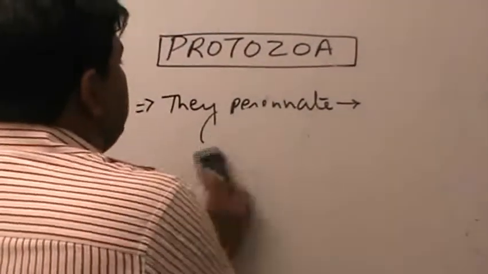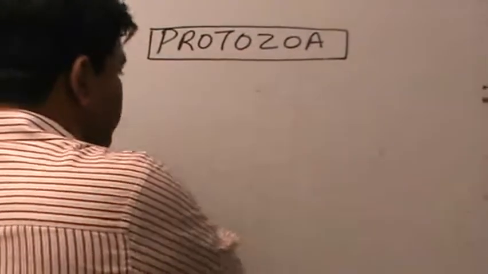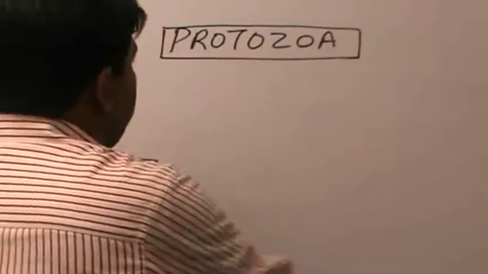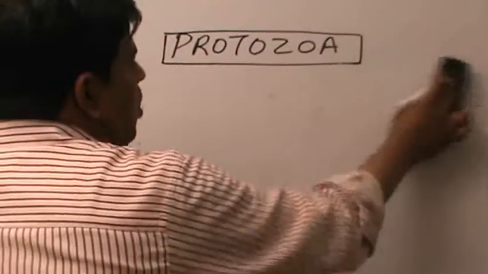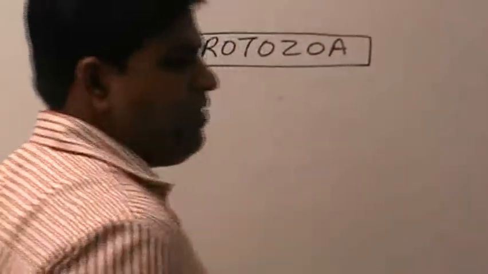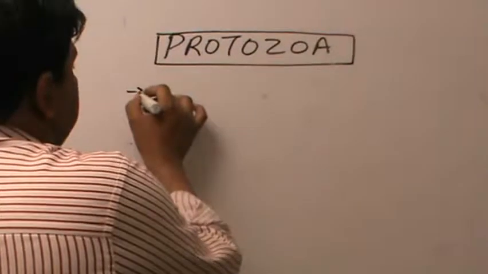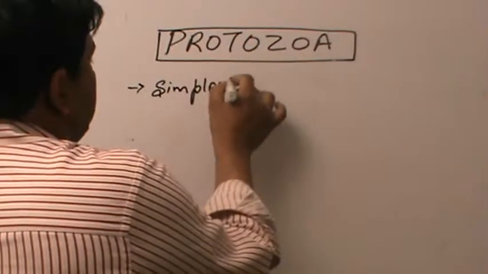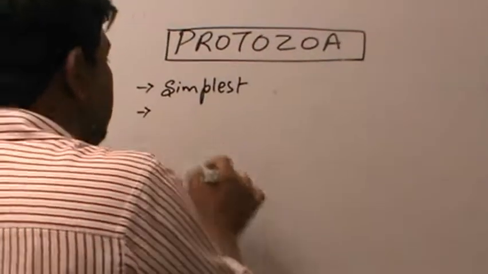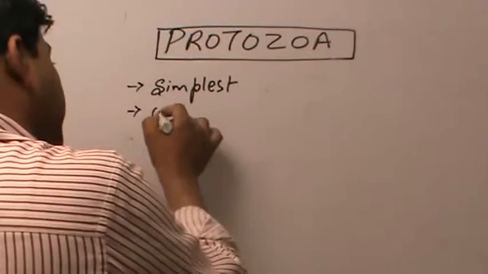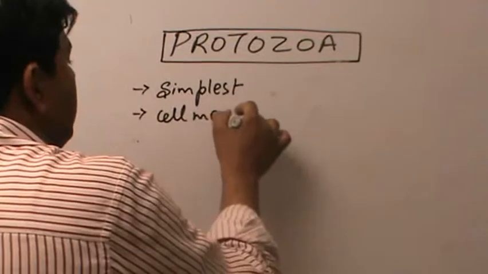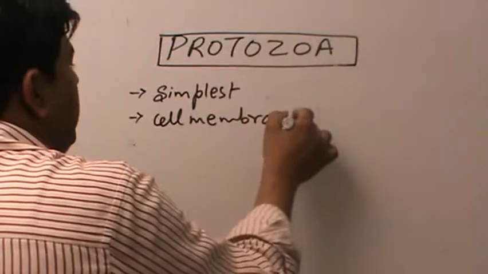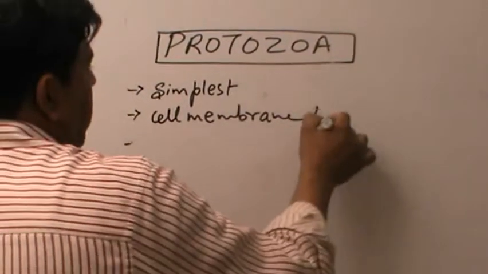So these are the general characteristics of phylum Protozoa. Now we have to see what the main characteristics are. They are the simplest organisms. They are covered by a cell membrane or pellicle.